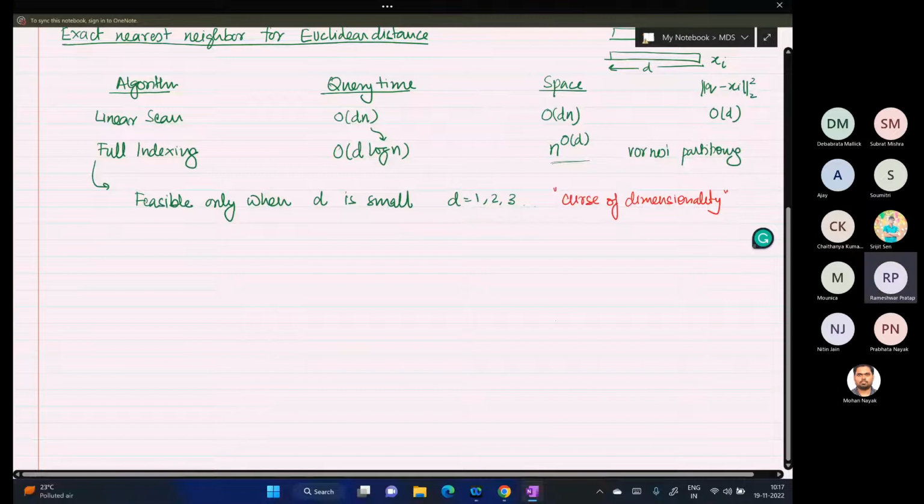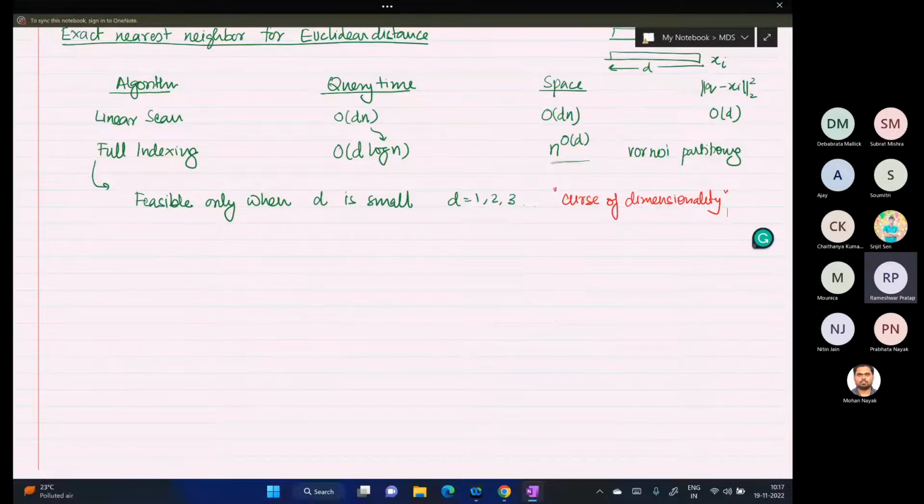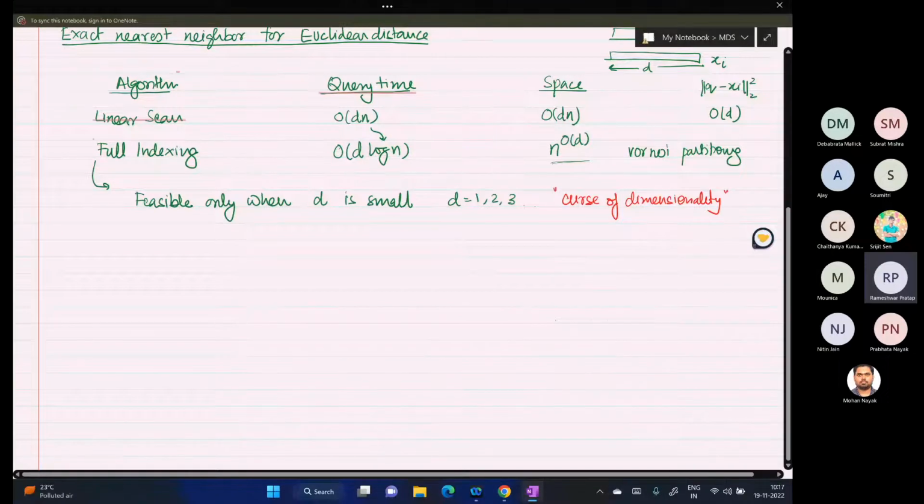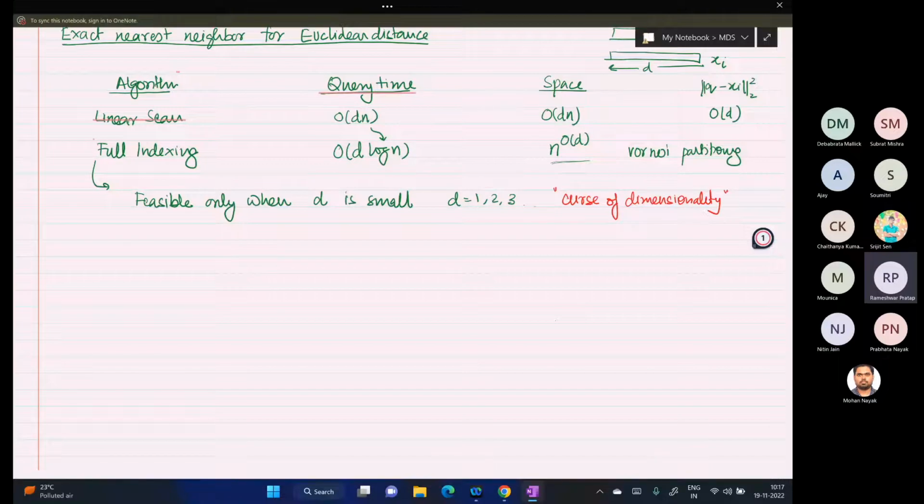Okay. So now what we'll do, we'll relax the problem. We allow some tolerable error in the result of the algorithm, and we'll see if we can get a better algorithm than linear search. So for that, we'll first define approximate similarity search.